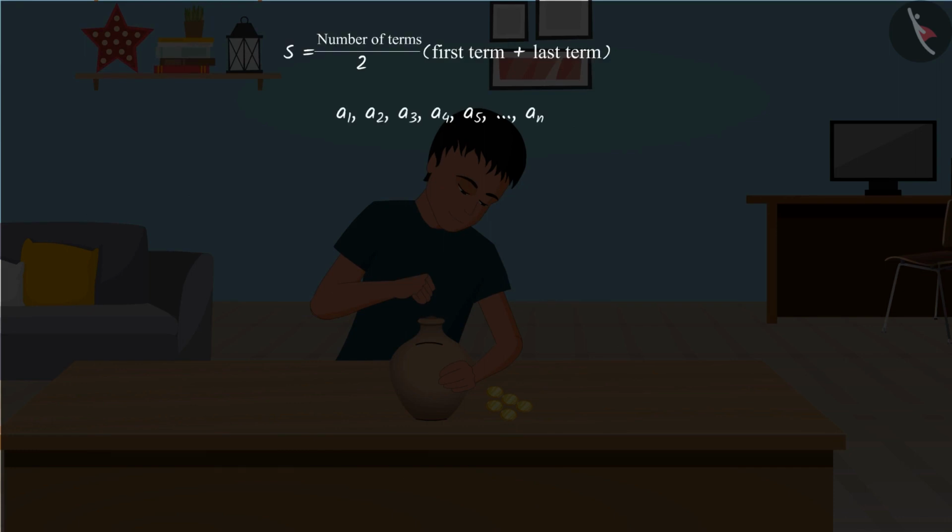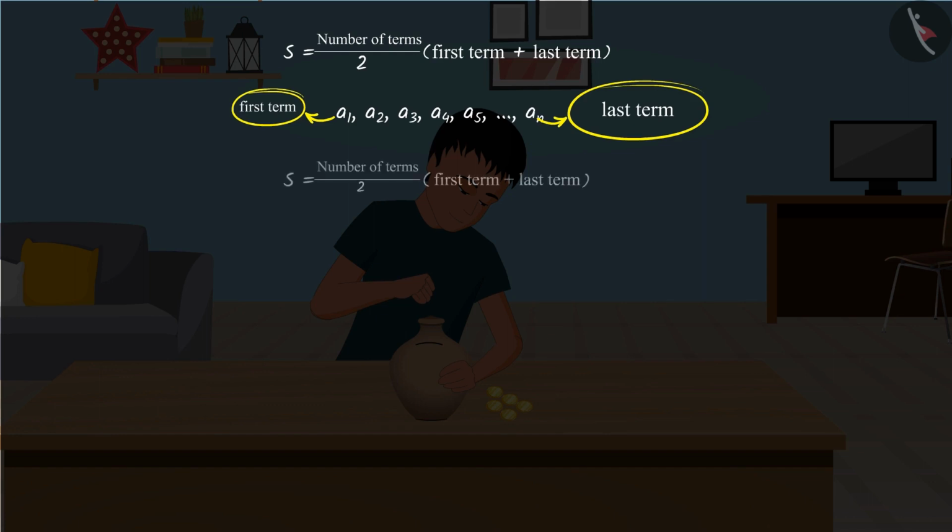Now, if we consider an arithmetic progression of n terms whose first term is a and last term, that is the nth term, is an, so according to the above formula, we can write the sum of the n terms of an arithmetic progression in this manner. Can you tell the nth term of the arithmetic progression?